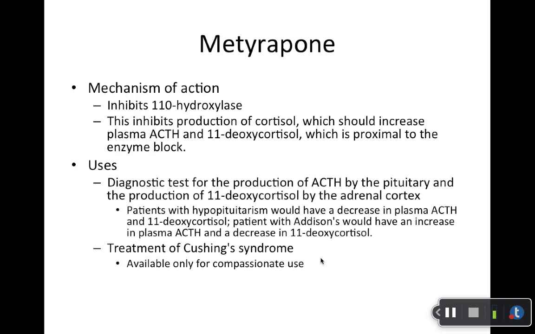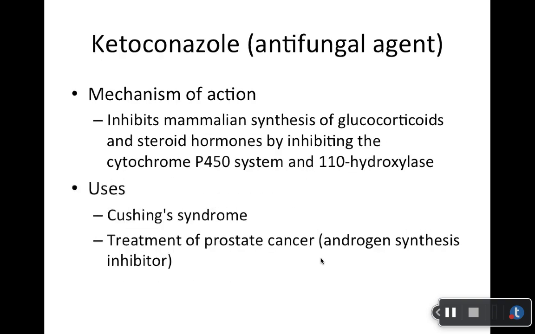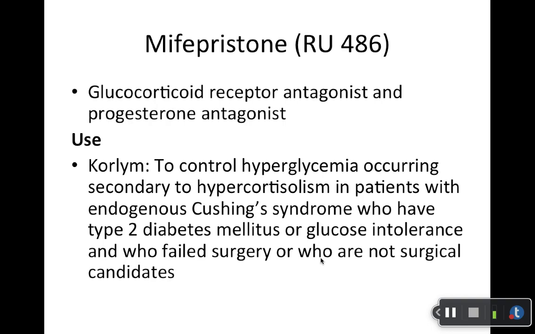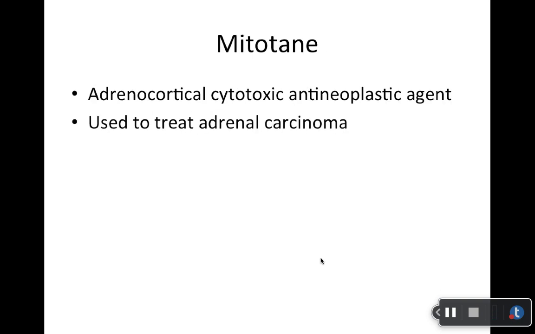Read through the mechanism of action there, but just know where these drugs are classified and what they're used for. For this one, be able to pick out that it's used for Cushing's syndrome. This one as well. Ketoconazole we've seen before, it's an antifungal agent, but please also note that it can be used for Cushing's syndrome and for prostate cancer. Mifepristone, also known as RU486 or Mifeprex, one of the brand names, can be used for Cushing's syndrome specifically to help control hyperglycemia secondary to hypercortisolism in patients with endogenous Cushing's syndrome.